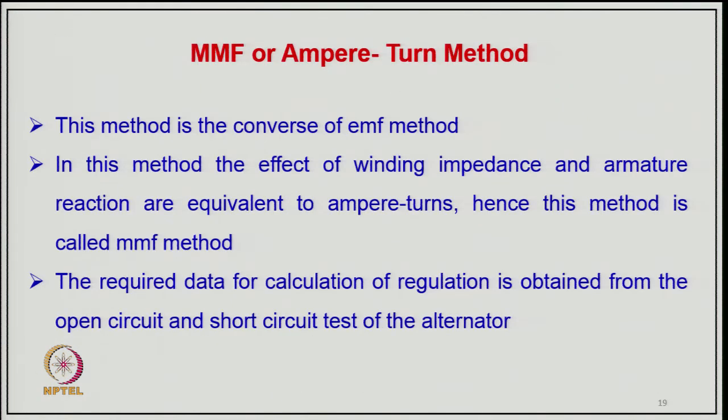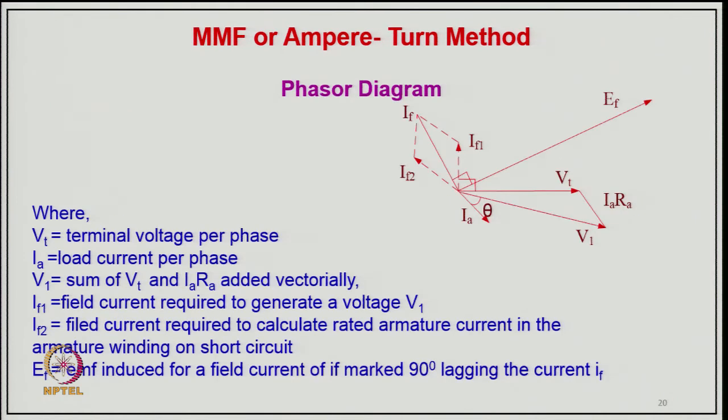Now the second method, the MMF or ampere turn method. This method is a converse of the EMF method. In this method, the effects of winding impedance and armature reaction are represented as equivalent ampere turns, and so this method is called the MMF method. The required data for calculation of regulation is obtained from the open circuit and short circuit tests of the alternator. Here we plot, in the same way, V_T, I_A R_A, and V_1 dash, and we plot the MMF method with the field current. You can call it the full load current, and then the addition of both gives the E_F.